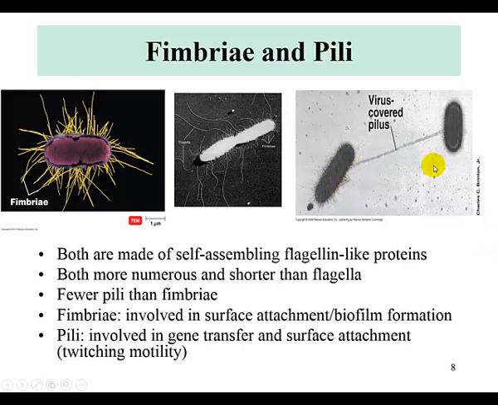The pili are usually longer than the fimbriae, and they number fewer than the fimbriae with only 1 or 2 per cell. The pili are generally involved in DNA transfer. They play an important role in connecting 2 cells for exchange of genetic material. And they may also attach to host cells during infection. The pili are a bit different from the fimbriae in that they can be involved in a special type of motility called twitching motility.